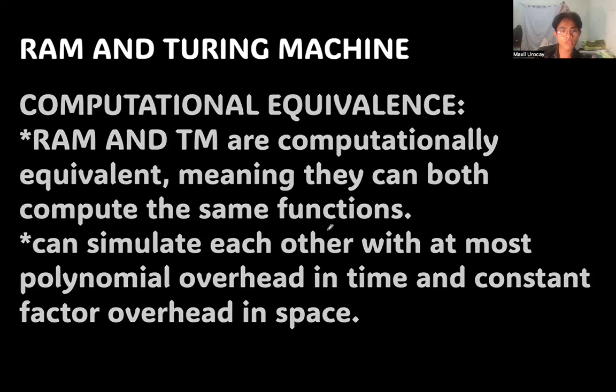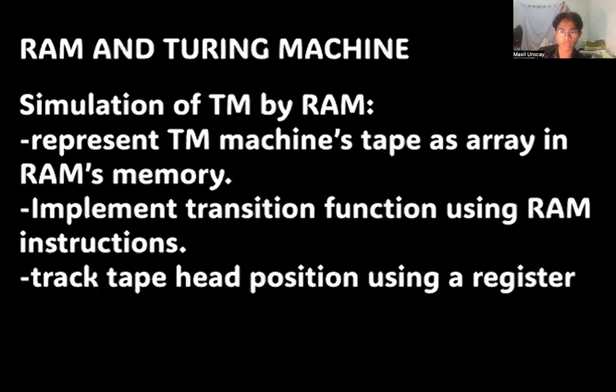As the next one, simulation of the Turing machine, we have the simulation of the Turing machine by RAM, which represents the Turing machine tape as an array in RAM's memory. We are also implementing the transition function using RAM instructions. And we also have to track the tape head position using a register.